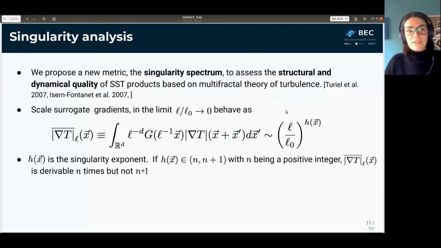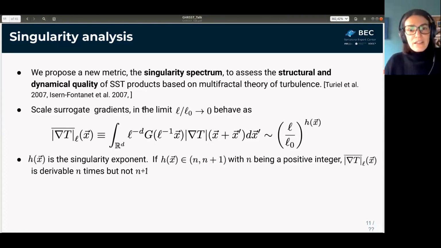I'm going to move to the singularity analysis, and I will try to go briefly and be as pedagogic as I can. We propose here a new metric, which we will discuss during the workshop that we proposed at the last science meeting in Barcelona. For those of you who were not there in person, this is a brief summary of my contribution to that workshop. We propose the singularity spectrum to assess the structural and dynamical quality of the SST products, based on the multifractal theory of turbulence.